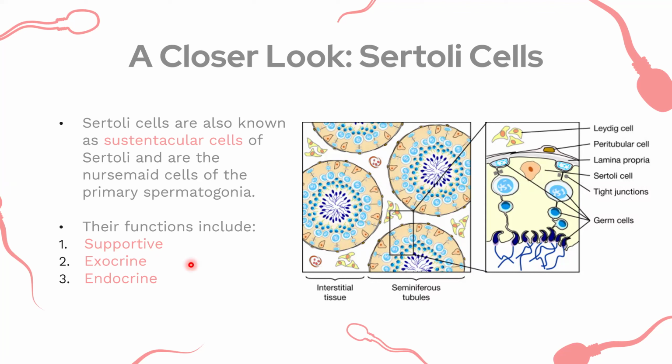So it's going to produce the fluid to move the sperm that are immobile until they do become mobile, which is basically the seminal fluid. And it's going to produce androgen binding proteins that are for testosterone.